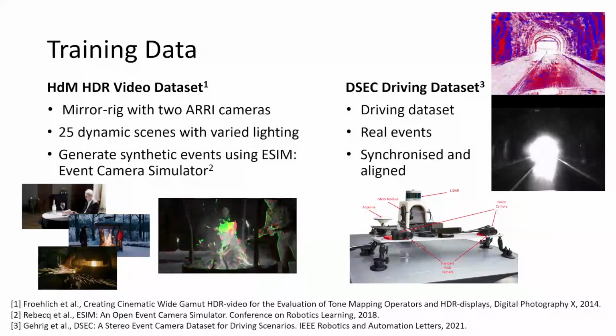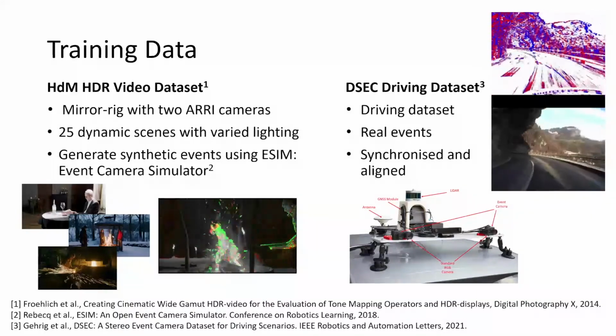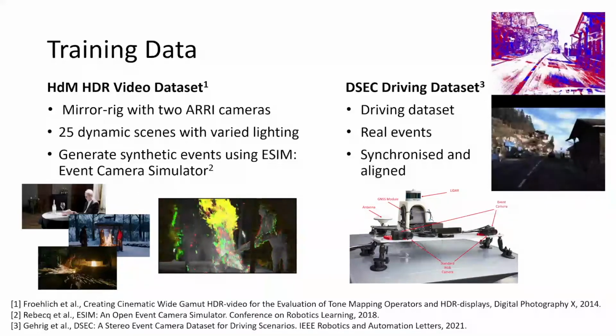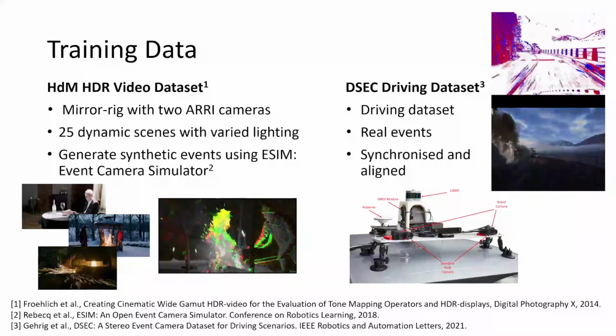From these video sequences, we extract well-exposed frames as pseudo ground truth HDR images and degrade these further with a pixel measurement model with noise to produce lower dynamic range input images.